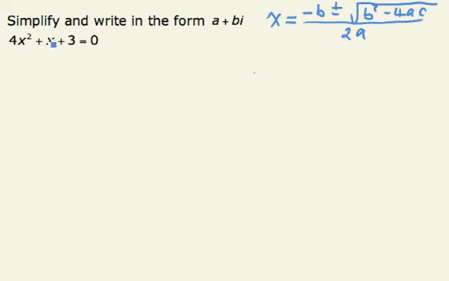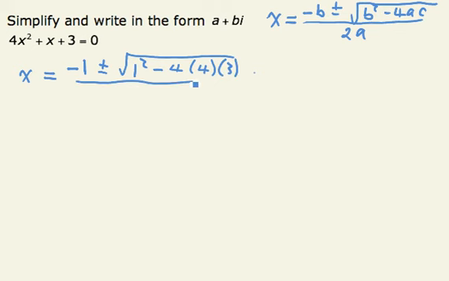If we plug these coefficients into that equation, we get x equals negative 1, b is 1, plus or minus the square root of b squared, which is 1 squared, minus 4 times a, which is 4, times c, which is 3, divided by 2 times a, which is 4.